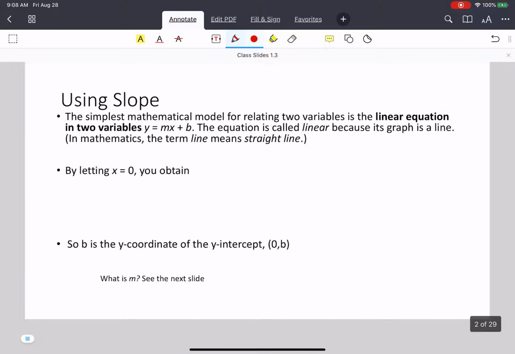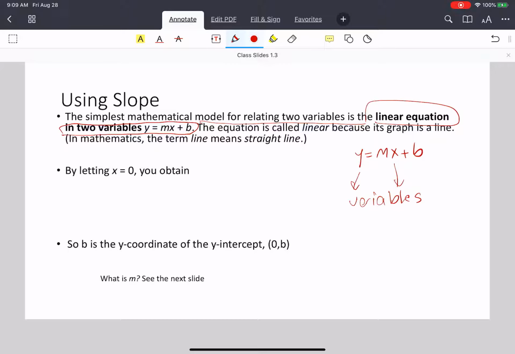Alright, so in mathematics, the simplest model for relating two variables is what we call a linear equation in two variables, y equals mx plus b. So when we say two variables, we mean x and y. So variables here are x and y.